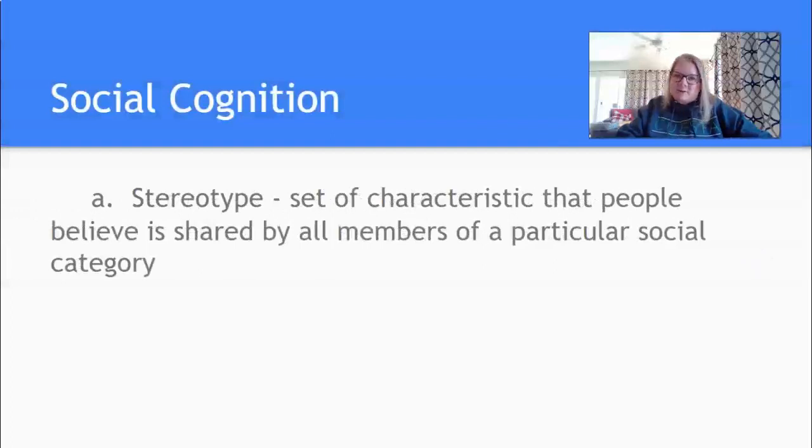We often stereotype people. So it's a set of characteristics that people believe is shared by all members of a particular social category. So take just a minute and I want you to think about, in some of those groups that we named, what were some of the stereotypes that went with them? Like the band kids, like the drama kids, like the jocks. Honestly, I think the athletic kids, there's some really, really smart ones out there. But there's a stereotype, the dumb jock.